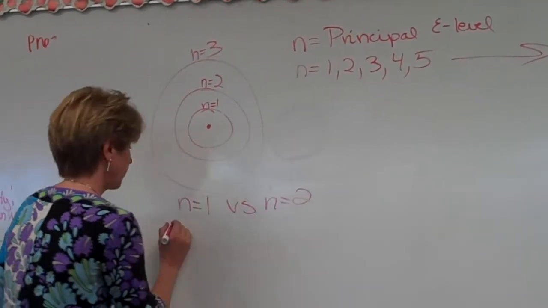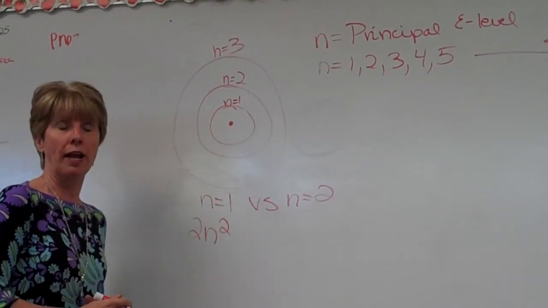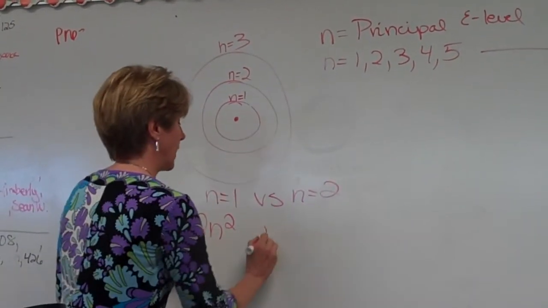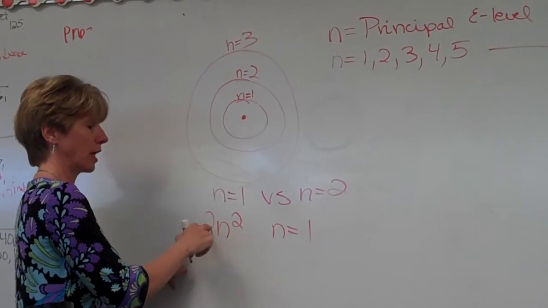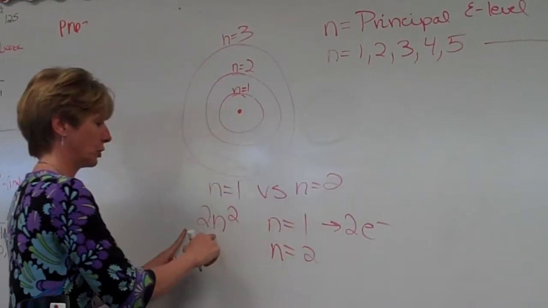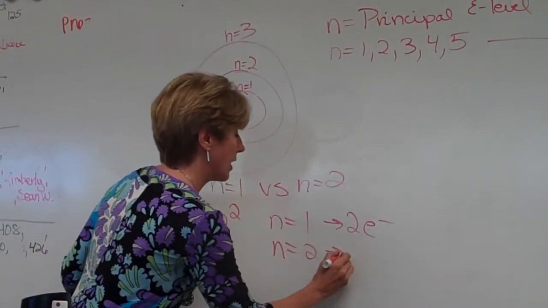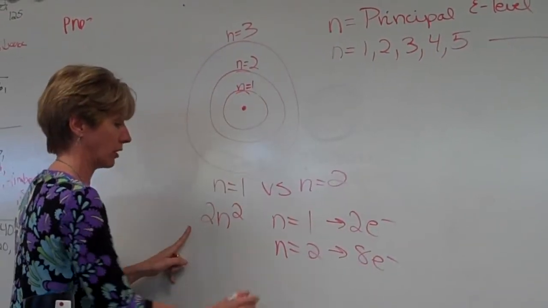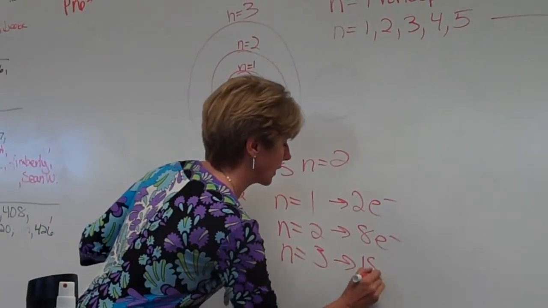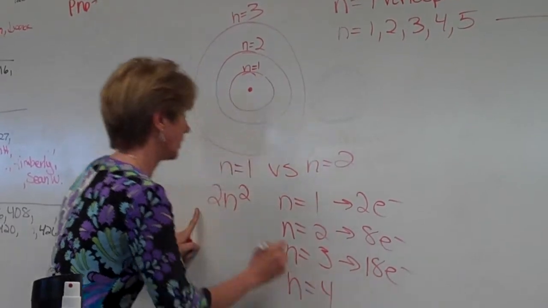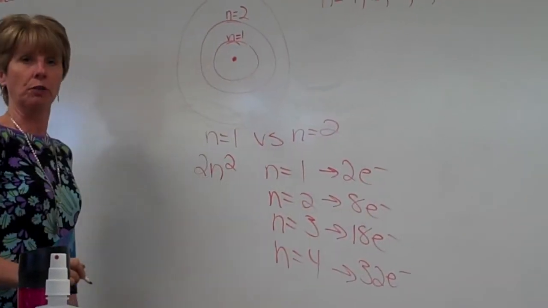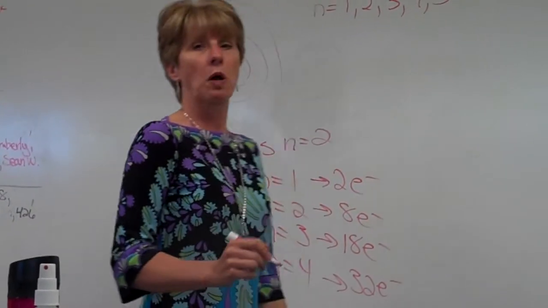Also, the formula 2n squared tells you how many electrons can be in that energy level. So if n equals 1, 1 squared is 1 times 2, there can be 2 electrons. If n equals 2, 2 squared is 4 times 2 is 8, there can be 8 electrons in the second energy level. If n equals 3, 3 squared is 9 times 2 is 18 electrons. And if n equals 4, 4 squared is 16 times 2, 32 electrons. 2, 8, 18, 32. Principal energy level, the first quantum number.